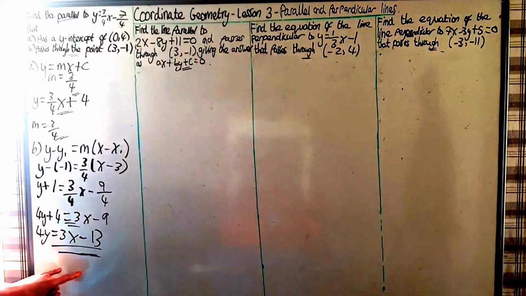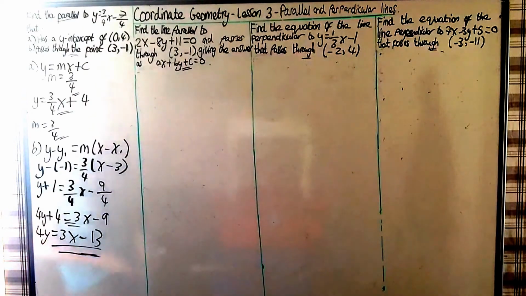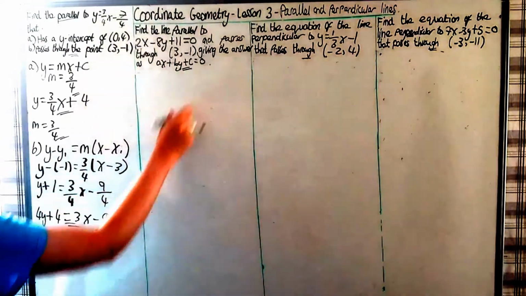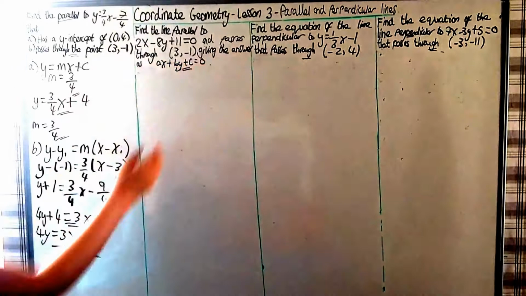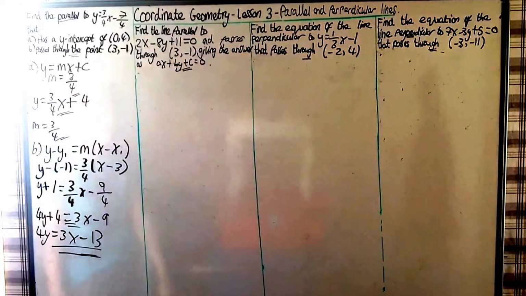So there's the answer to this question. Now let's have a look at this one here. Find the parallel to 2x minus 8y plus 11 that passes through the point 3, minus 1, giving your answer in the form ax plus by plus c is 0.